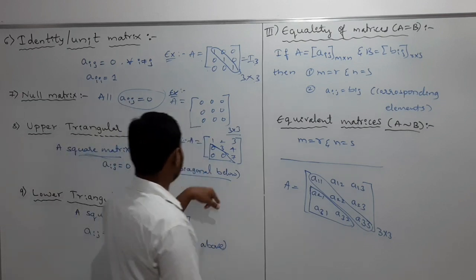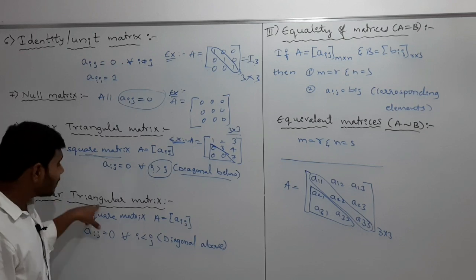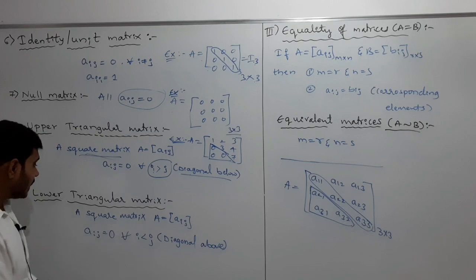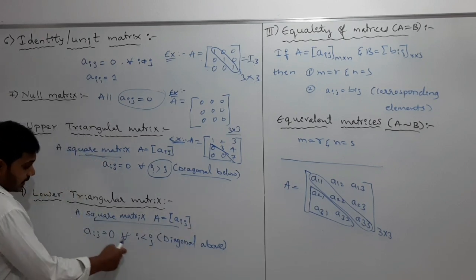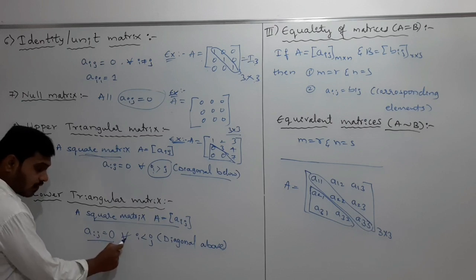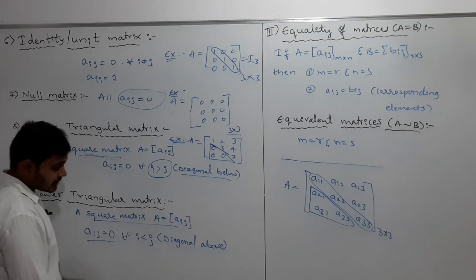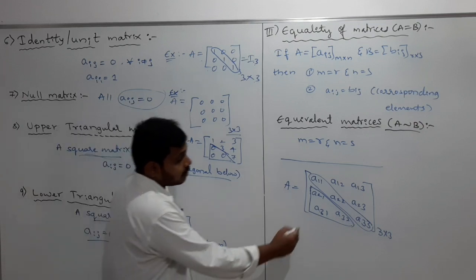Clear? And we will move to the next concept, that is the lower triangular matrix. So what is meant by a lower triangular matrix? Just opposite to the upper triangular matrix. A square matrix A equals Aij, where Aij equals 0 for all i less than j. I less than j means what, my dear students? That is nothing but the elements above the principal diagonal.